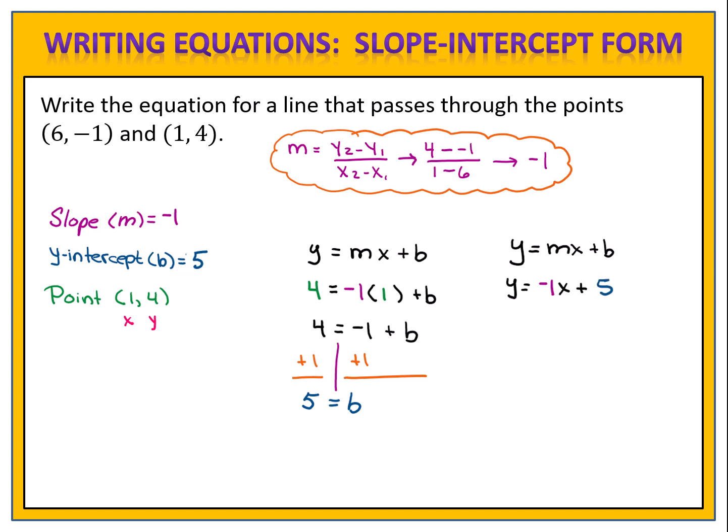Notice that we have a -1x. We can simplify that by simply writing -x in its place. So the equation is y = -x + 5.